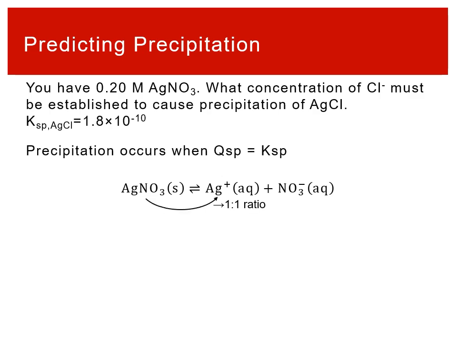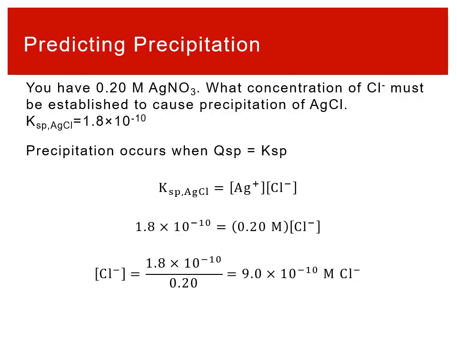It's a 1-to-1 ratio between silver nitrate and silver cations. That means the concentration of silver cations is going to be the same as the concentration of the solid. It was 0.2 molar of the compound, so since it's 1-to-1, it's going to be 0.2 molar for the silver cation. So then I can just go ahead and plug in my values. KSP is 1.8 times 10 to the negative 10th. Silver was the 0.2 we just figured out. Rearrange and solve to get the chloride concentration as 9.0 times 10 to the negative 10th molar.